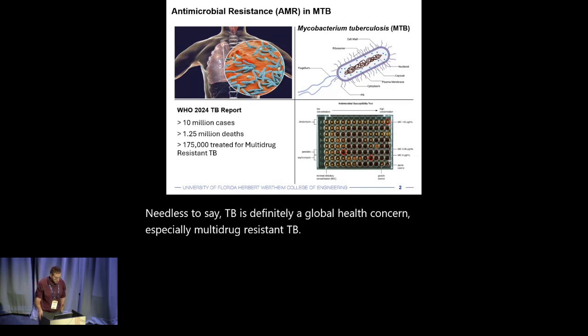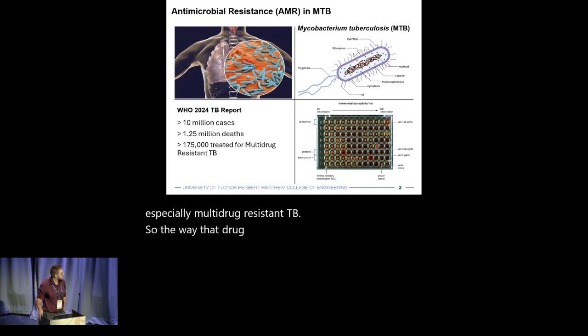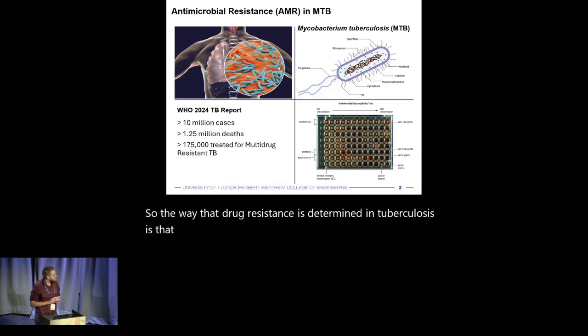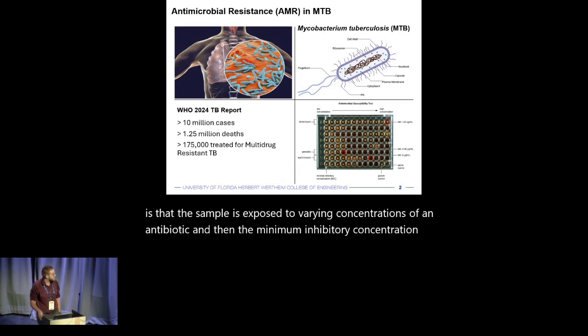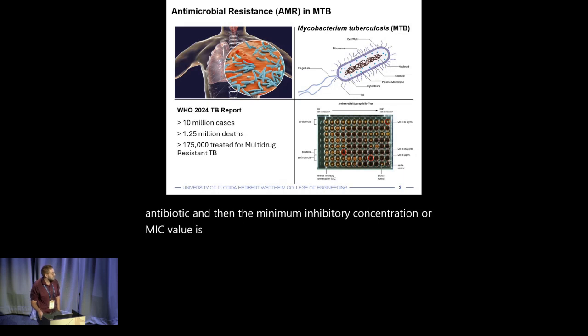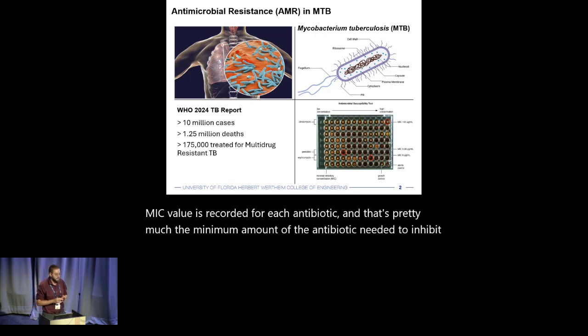So the way that drug resistance is determined in tuberculosis is that the sample is exposed to varying concentrations of an antibiotic, and then the minimum inhibitory concentration, or MIC value, is recorded for each antibiotic. That's pretty much the minimum amount of the antibiotic needed to inhibit the growth of that bacterium.